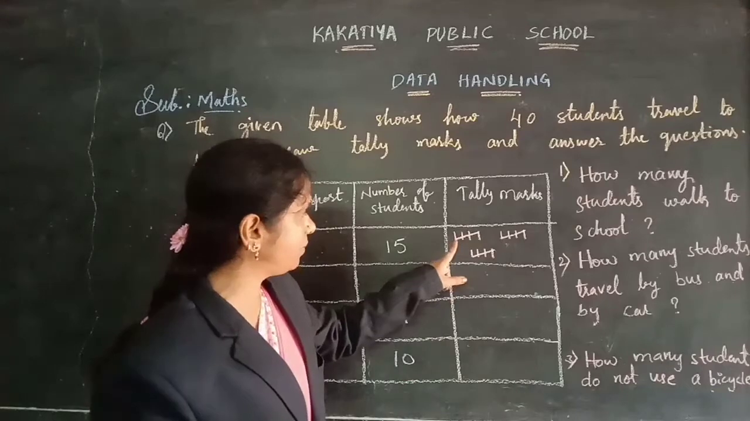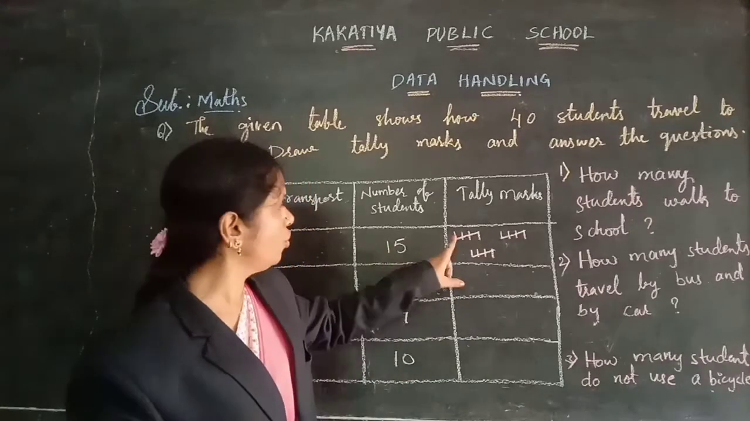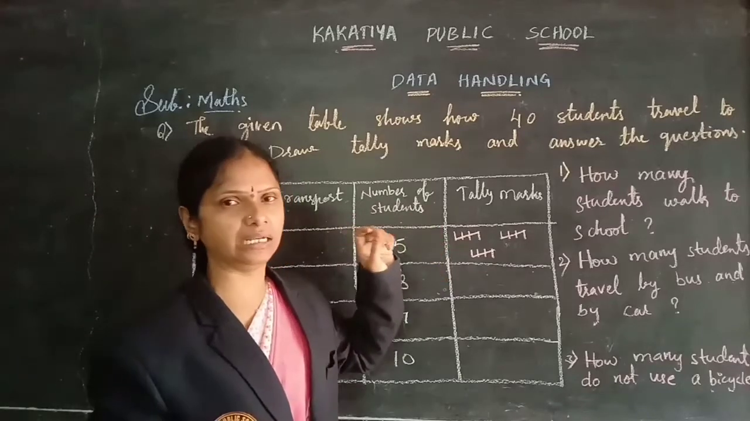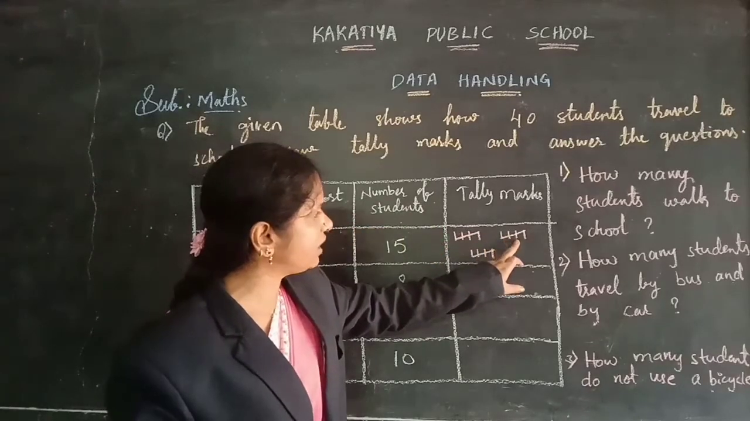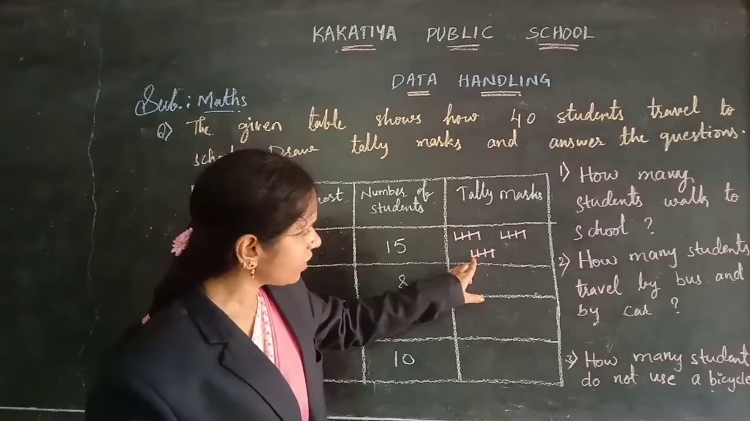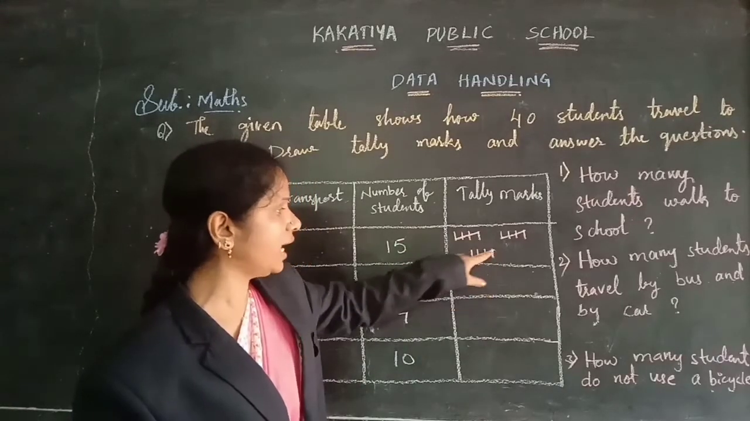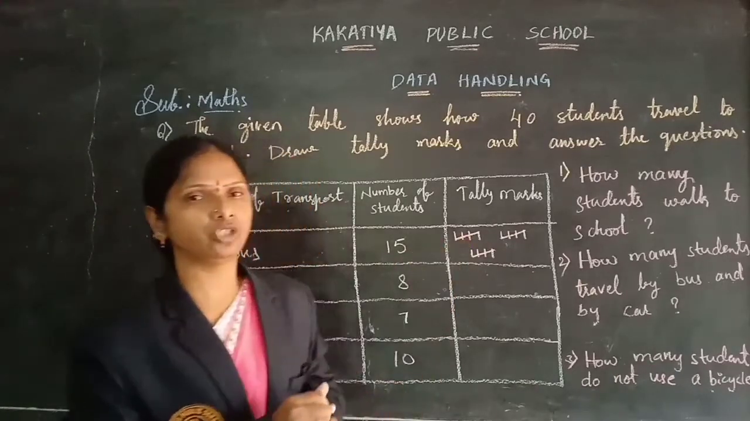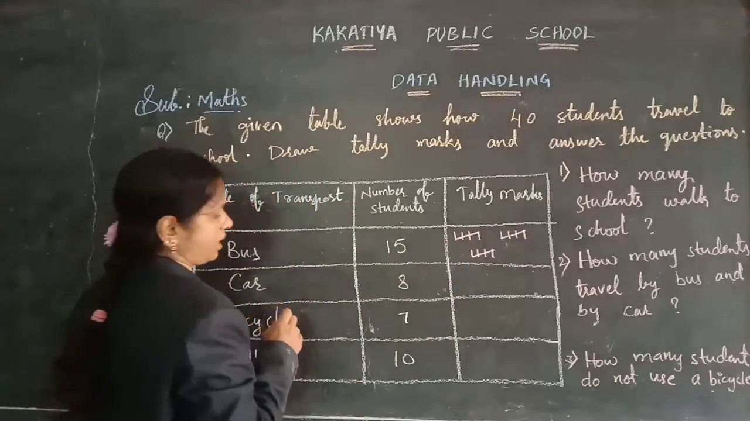Once again I am repeating, children, 15 students, no? 1, 2, 3, 4 and the fifth one as a slanting line. Now 6, 7, 8, 9 and the 10th one as a slanting line. 11, 12, 13, 14 and the 15th one as a slanting line. So these are the 15 I have shown in tally marks.